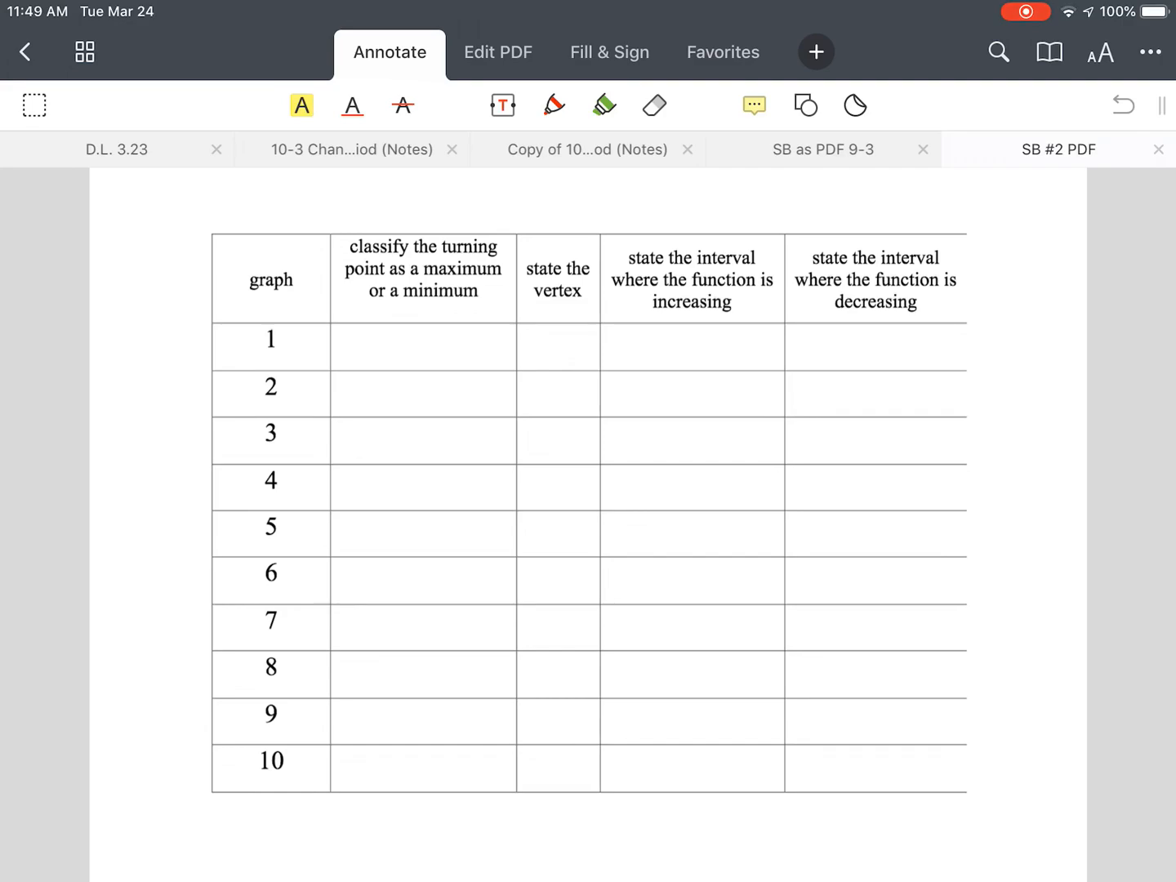activity for today. So we have a few things that we're going to be looking at. We're going to classify the turning point as a maximum or a minimum. We're also going to state the vertex or the turning point. Remember, the turning point and the vertex are the same. I use two different words in this chart just so you can get used to them, but it's the same exact thing. Classify the vertex as a maximum or minimum, or classify the turning point. Same thing. Then we're going to state the interval where the function is increasing, and we are going to state the interval where the function is decreasing. So let's get right to it.